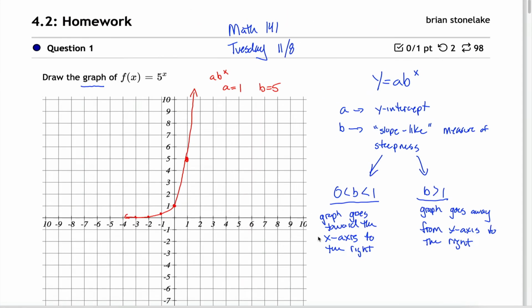For B, it's a little bit more challenging, but remember, for B, it's either going to be between 0 and 1 or greater than 1. Anything greater than 1 is obviously greater than anything that's between 0 and 1. So what I'm looking for when I'm looking for the largest value of B is something that goes away from the x-axis when I go to the right. If I'm looking for the smallest value of B, I'm looking for something that goes towards the x-axis when I go to the right.